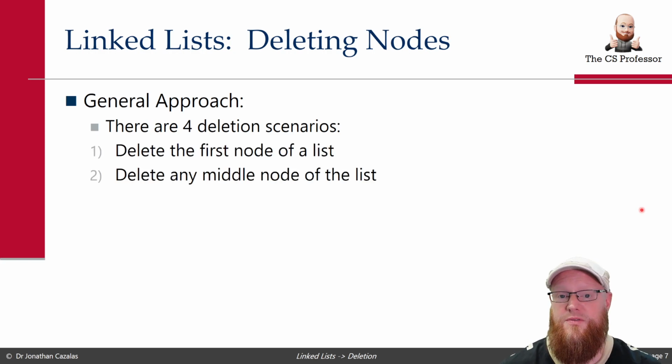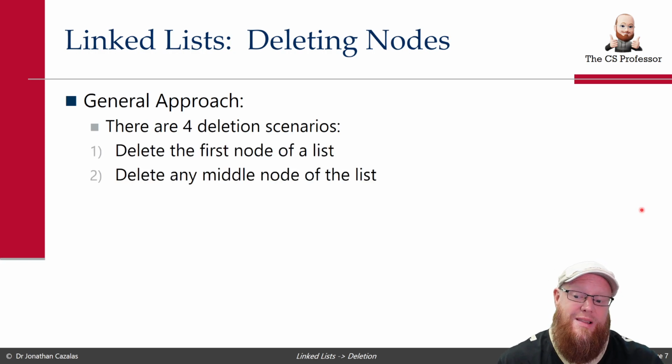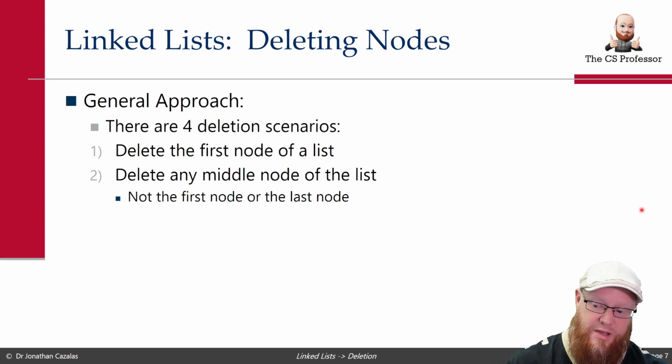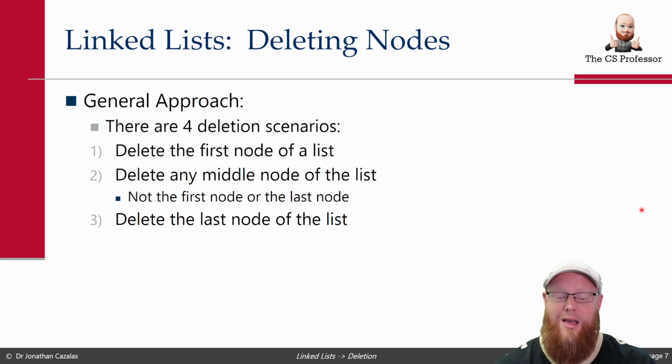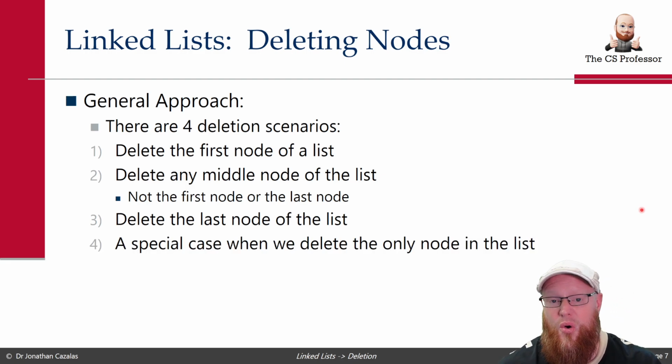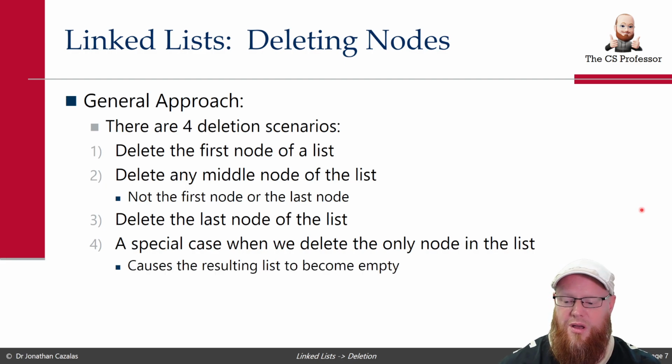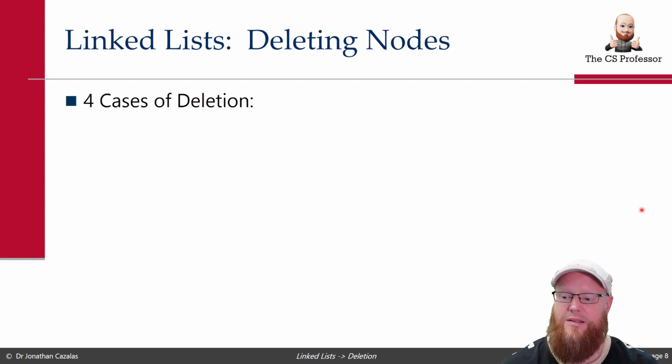The 4 scenarios of deletion are as follows. You could be deleting the first node of the list. You could be deleting the middle node of the list. You could be deleting the last node of the list, or I say here's a special case where you're really deleting the only node of the list. And this will, of course, cause head to therefore point to null, indicating that the list is in fact empty.